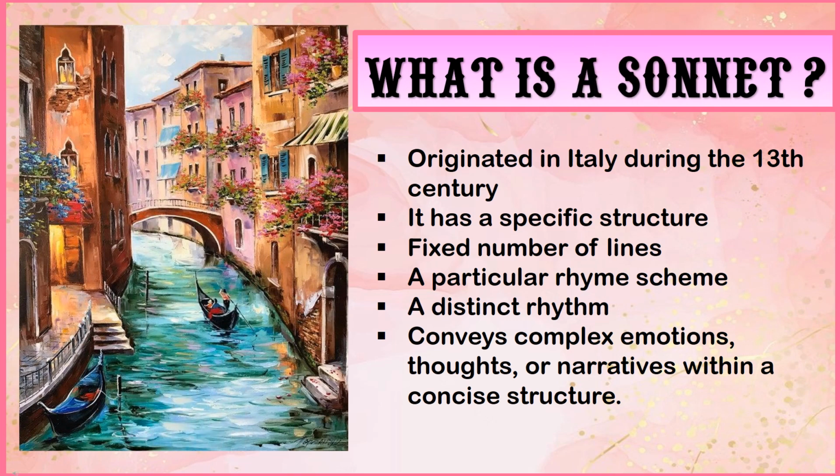You must be wondering, what is a sonnet? A sonnet is a poetic form. It is a form of a poem that actually originated in Italy during the 13th century. Now, why is this a unique poem and why does it have a unique name? Because this poem has got a fixed number of lines, that is 14 lines. There is a specific rhyme scheme and a different rhythm in the sonnet. Apart from that, the beauty of a sonnet lies in the fact that it can portray complex ideas, emotions, thoughts or narratives in a very concise and brief manner.